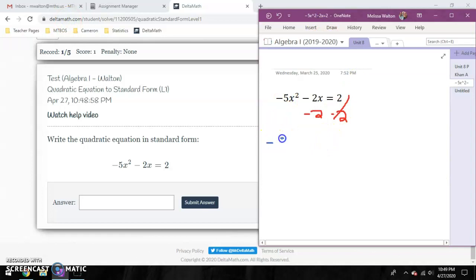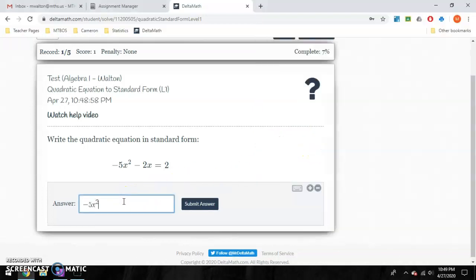So on this side, here's what we've got. Negative 5x squared. We still have a negative 2x. And then we also have a minus 2 here. Minus 2 does not combine with anything else over there. There are no like terms. So our final answer is negative 5x squared minus 2x minus 2 equals 0.